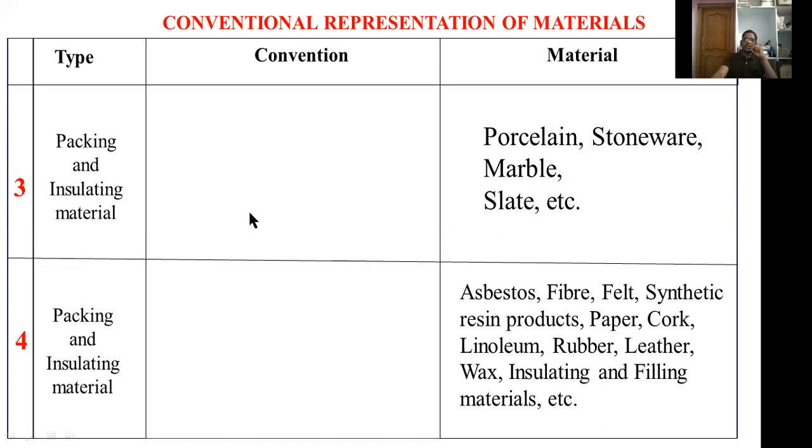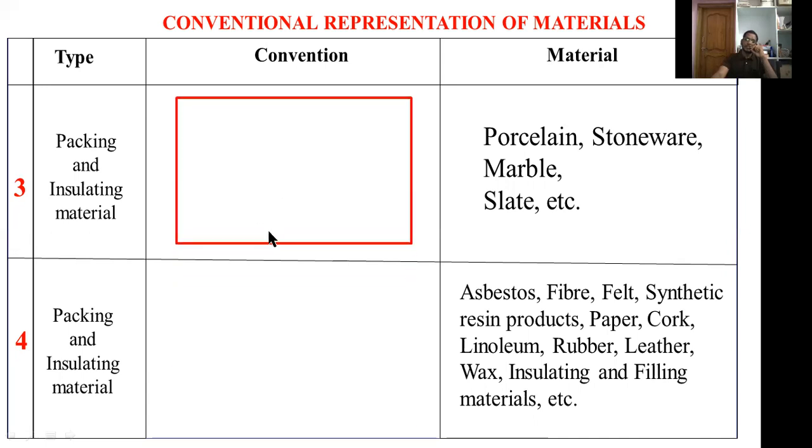Now I am showing the conventional representation for packing and insulating materials. How to represent packing and insulating materials? This one and this one both are packing and insulating materials. But here the examples are given for porcelain, stoneware, marble, slate like this. How to represent these materials? Here also I consider a rectangular plate, a rectangular shape object.